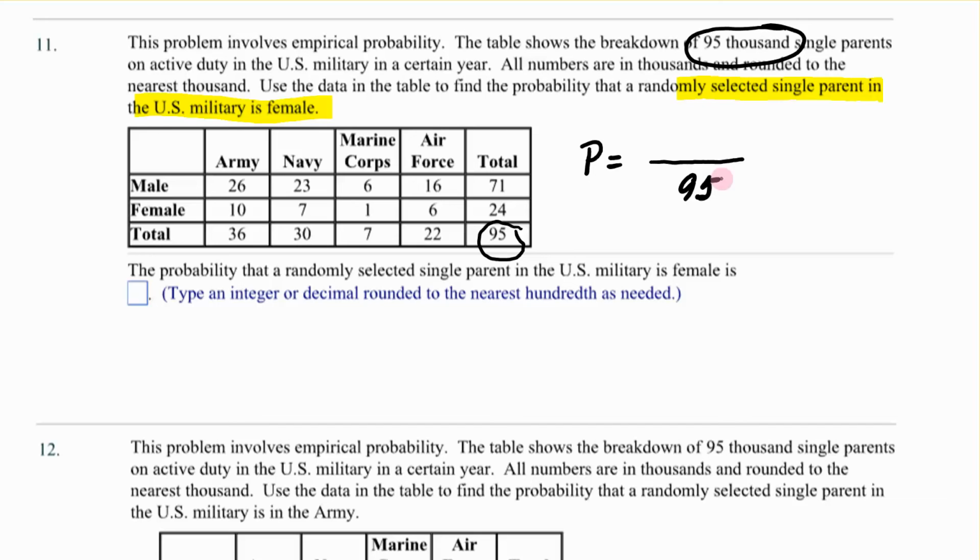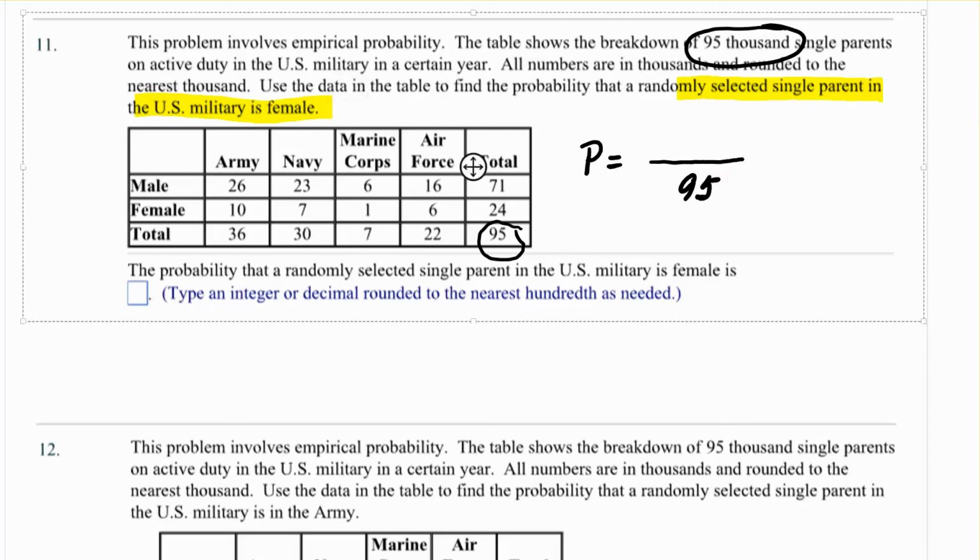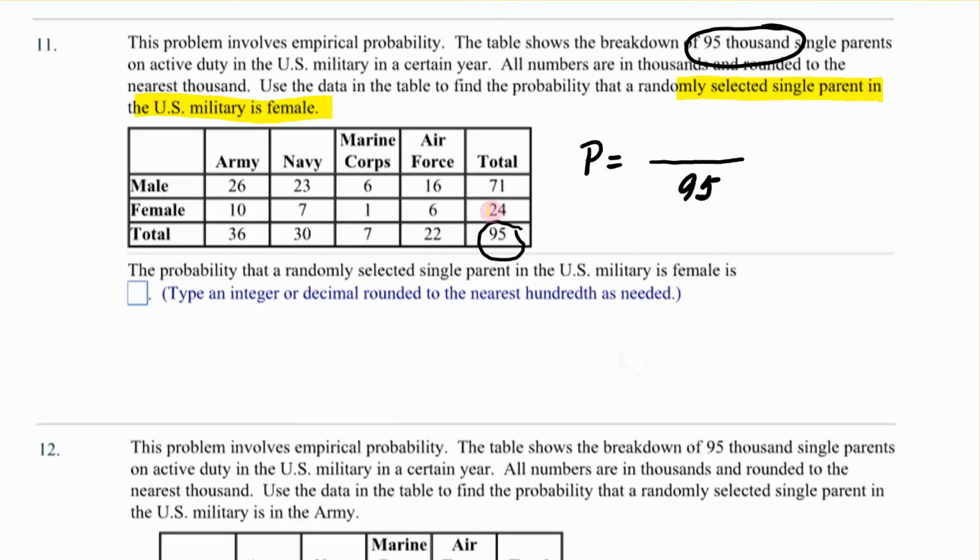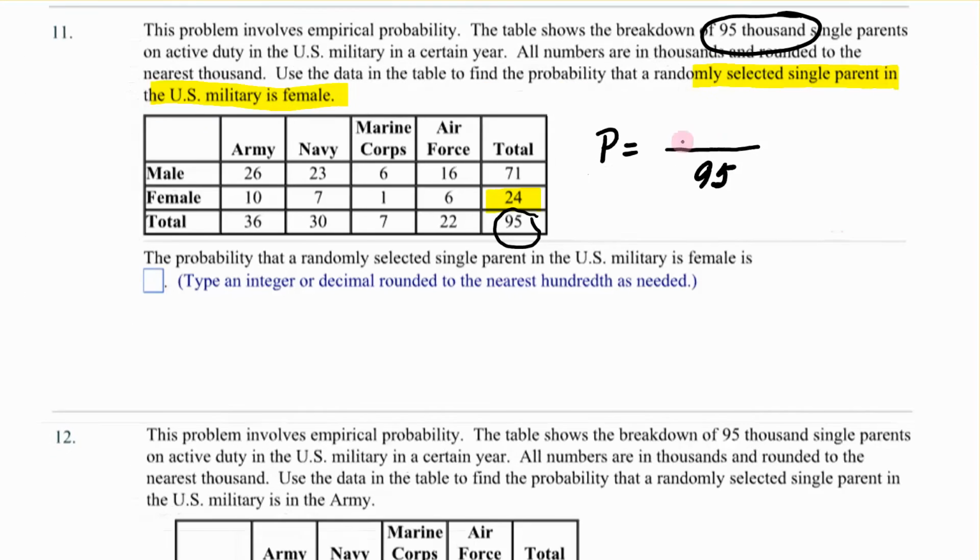How many observed or documented were female? Well, the total female are right here. So it is 24 out of 95. If you had wanted to, you could have added 36, 37, 22. That would give you 95. And you could have added 10, 7, 1, 6. That would have given you 24. But I did it in one.